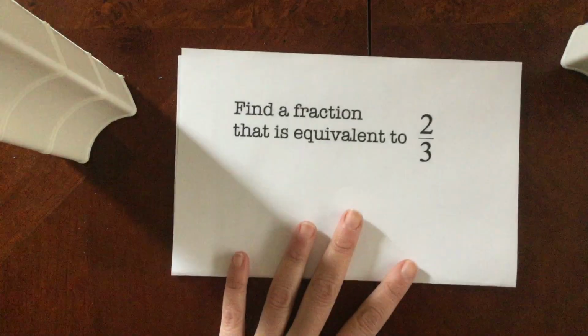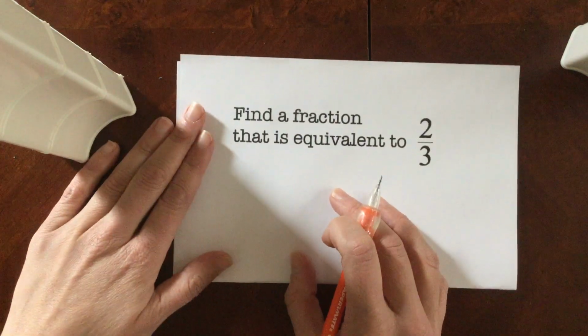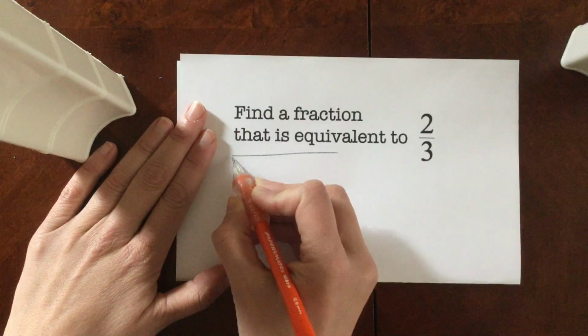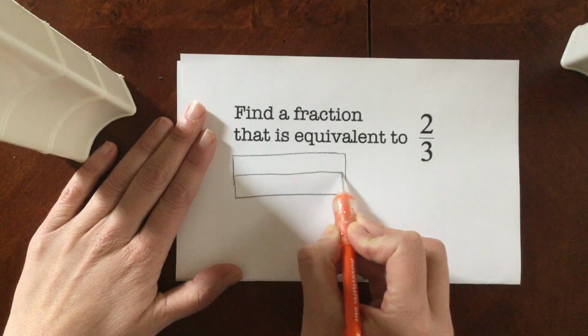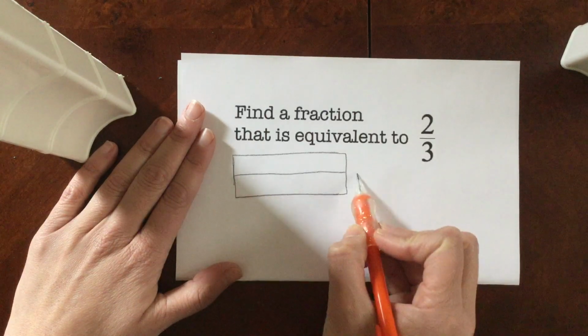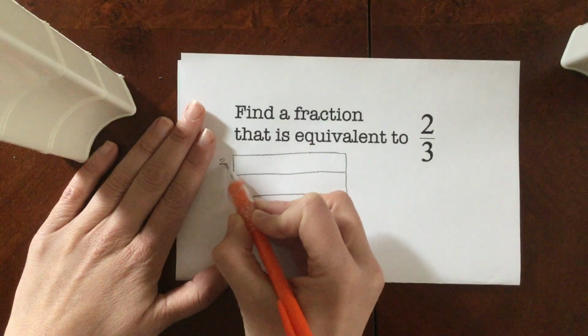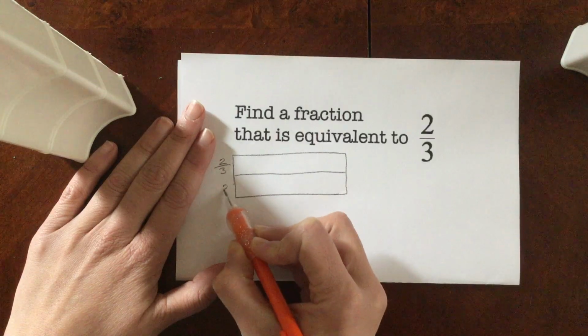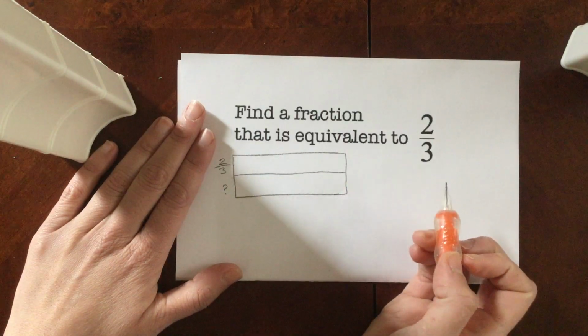So you might have a question that says find a fraction that is equivalent to 2/3. The way we can do this is by drawing a model. The model is going to be a rectangle. You're going to make a rectangle, and you're going to cut it in half as best as you can. It's not perfect, but it's good enough. The reason we're cutting it in half is that we want to find an equivalent fraction, so we're going to be working with two fractions. You have 2/3, and you're trying to figure out a fraction that's equivalent. So I'm going to make 2/3 on the top half of my fraction model.